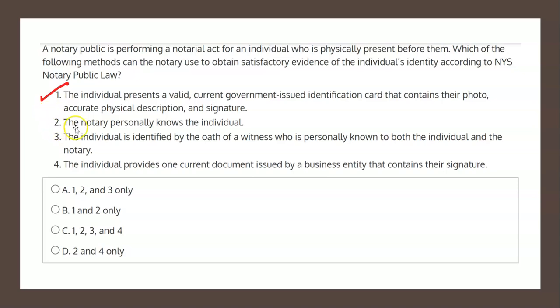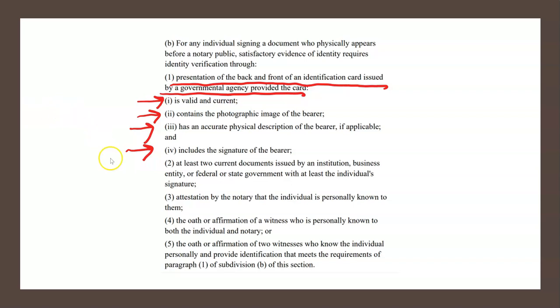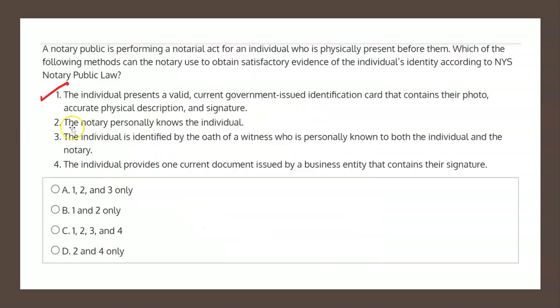Method 2 states the notary personally knows the individual. Going back to the law, if we look to subsection 3, it states attestation by the notary that the individual is personally known to them. Therefore, method 2 is also a satisfactory evidence of the individual's identity, and we can put a check mark next to it.